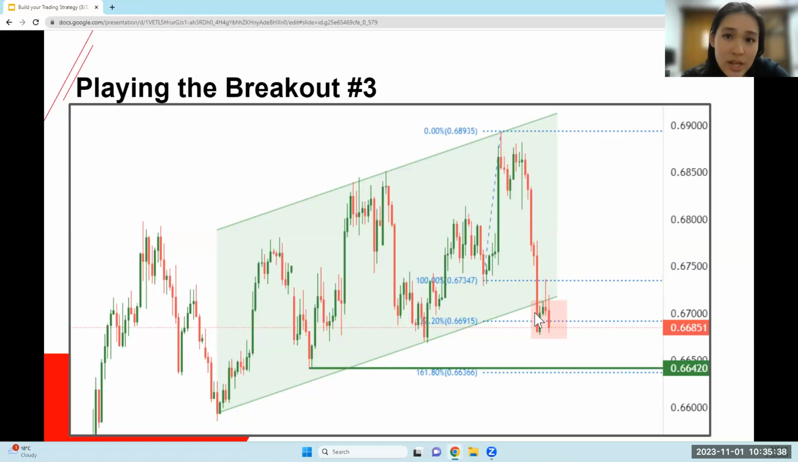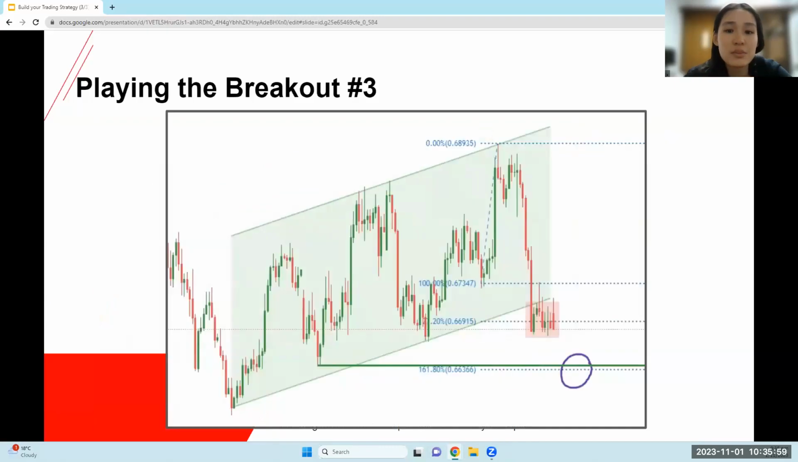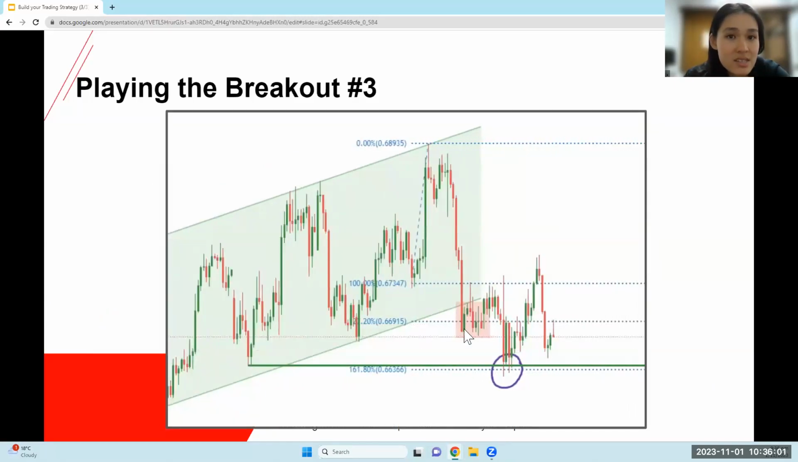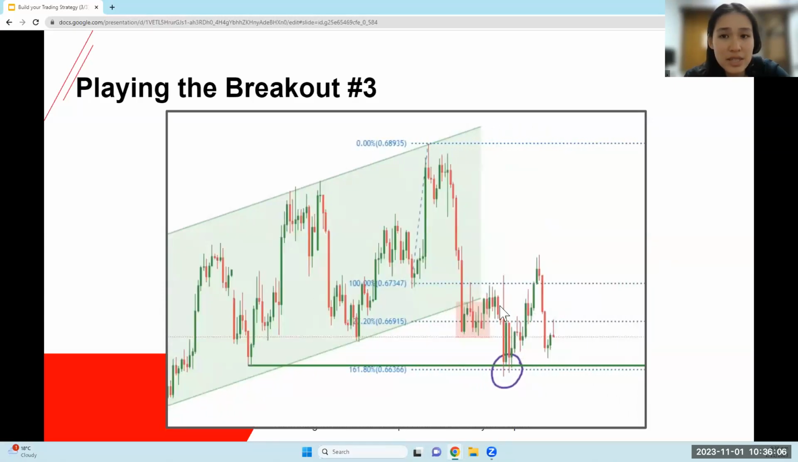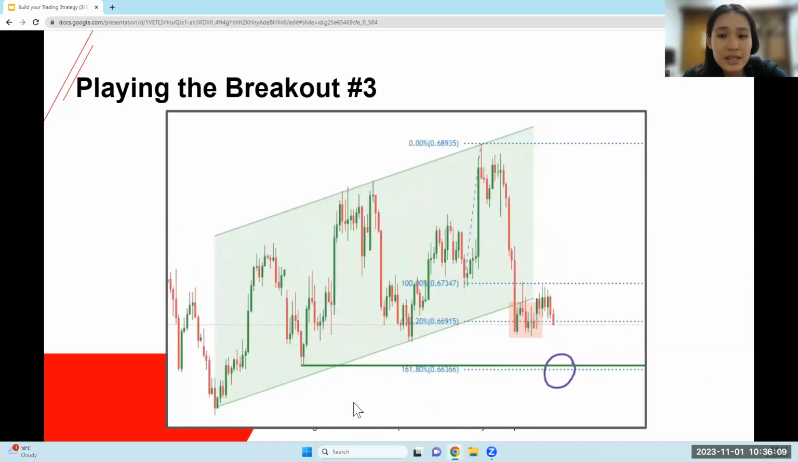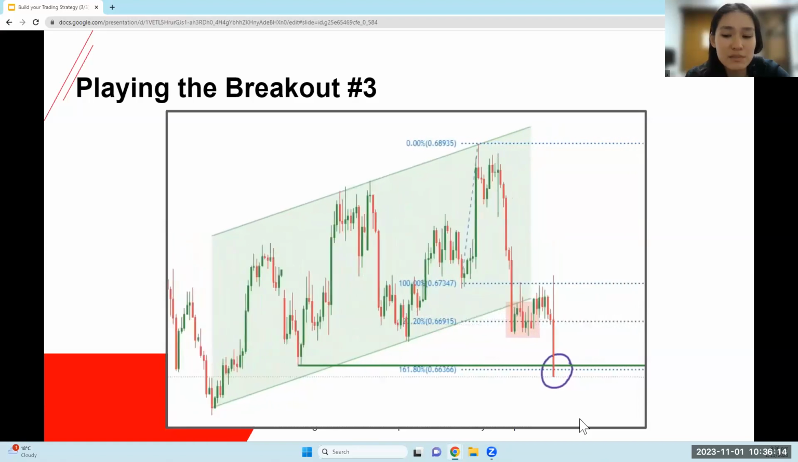That's where price is at now. And the 161.8 is at this swing low support here at 0.66420. So we're expecting price to break out of this 127.2 and continue heading towards our 0.66420 level. Okay, and in this drift, you see that price does test the 127.2 level a little bit, but you see that it ultimately does break through and hit our 161.8% extension level as we expected.